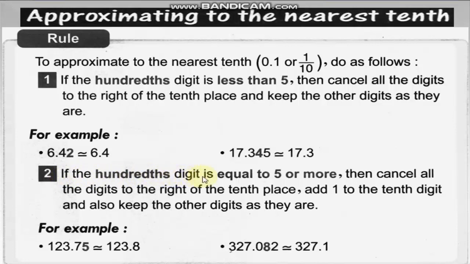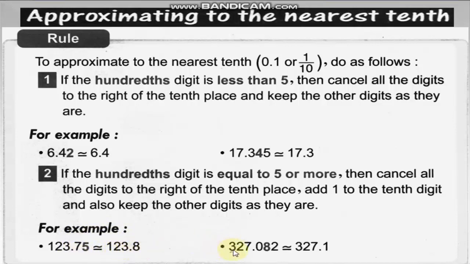Number 2: If the hundredth digit is equal to 5 or more, then cancel all the digits to the right of the tenth place and add 1 to the tenth digit, and also keep the other digits as they are. For example, 123.75. Tenth here is number 7 and hundredth is number 5, so we'll cancel the hundredth and add 1 to the tenth. Tenth became number 8, so it became 123.8.